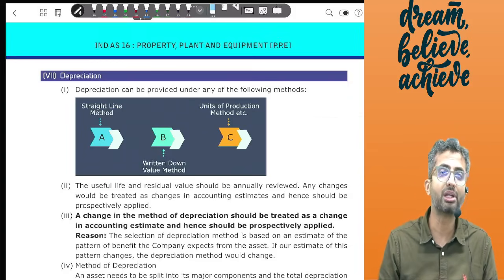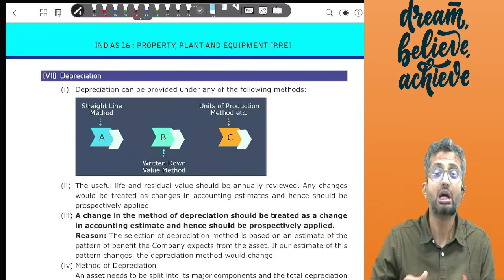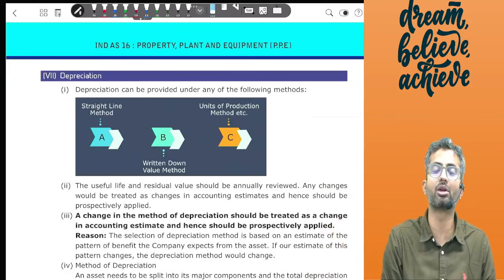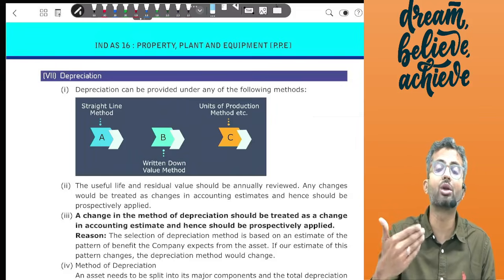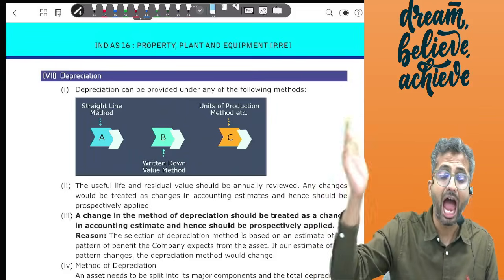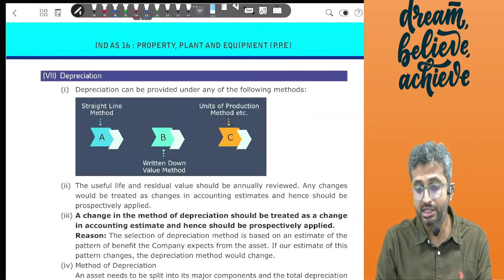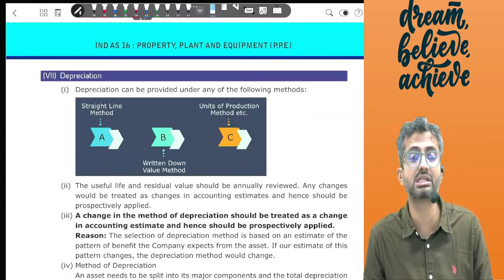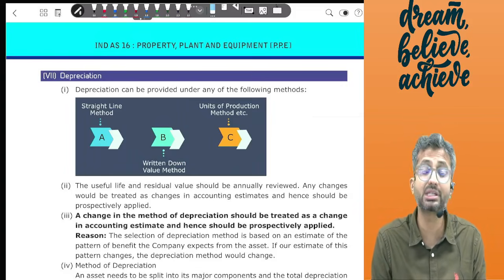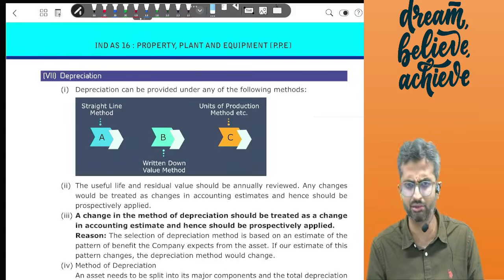Also, there is a possibility that you might change the method of depreciation. You earlier started with SLM, now you move on to, let us say, WDV or vice versa. Institute believes that the selection of the method of depreciation is a matter of accounting estimate based on the pattern of economic benefits you are estimating, and hence if the entity decides to change the method of depreciation, that may be due to it deciding to change its estimates of pattern of benefits, and hence it is a change in accounting estimate to be treated as prospective effect.